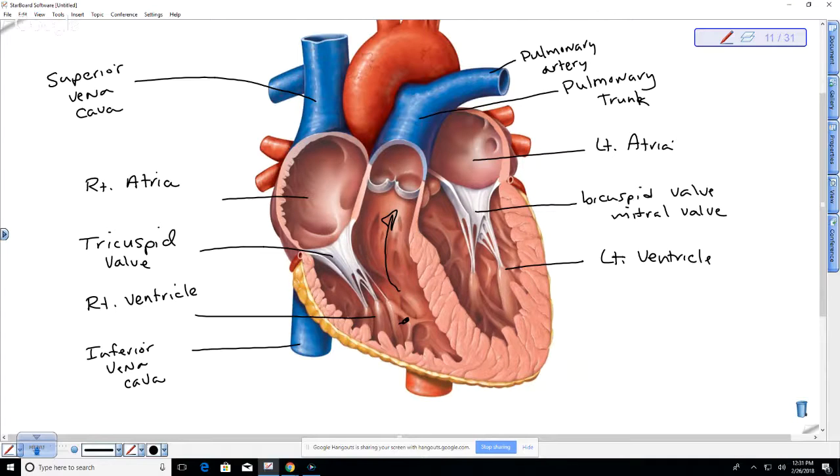We notice that there is a valve right here, and this is called the pulmonary semilunar valve. And the reason why it's called the pulmonary semilunar valve is that semilunar means half moon. And the shape of it is actually what is going to keep the valve closed after the blood has been pumped up and out. So we'll talk about that in a second.